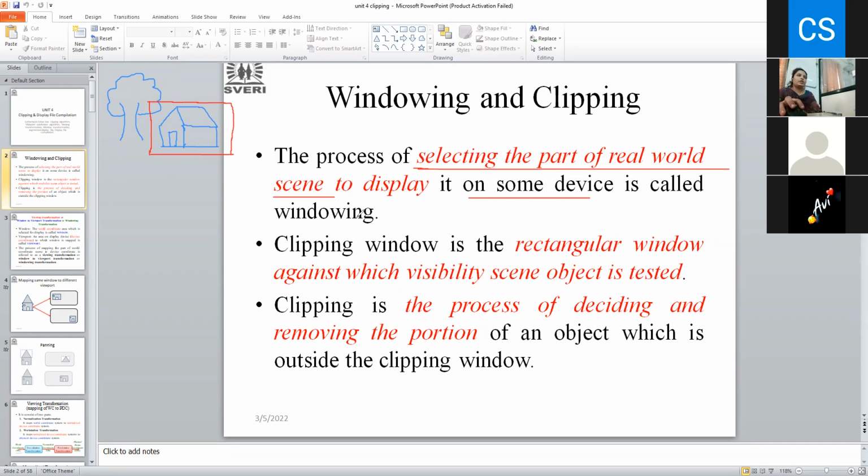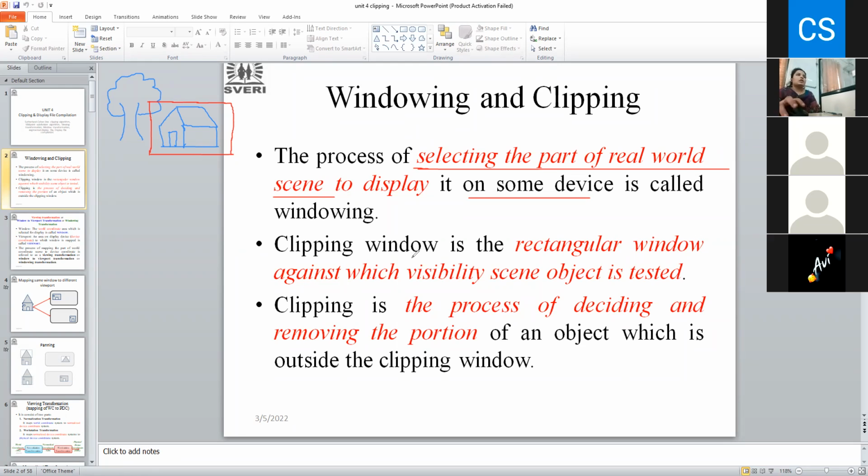Okay, all of you are getting the concept of windowing. In the process of windowing, we are just selecting the part of the real scene and we keep it on any device. That is windowing. Is it okay? Shall I move further? Yes, ma'am.